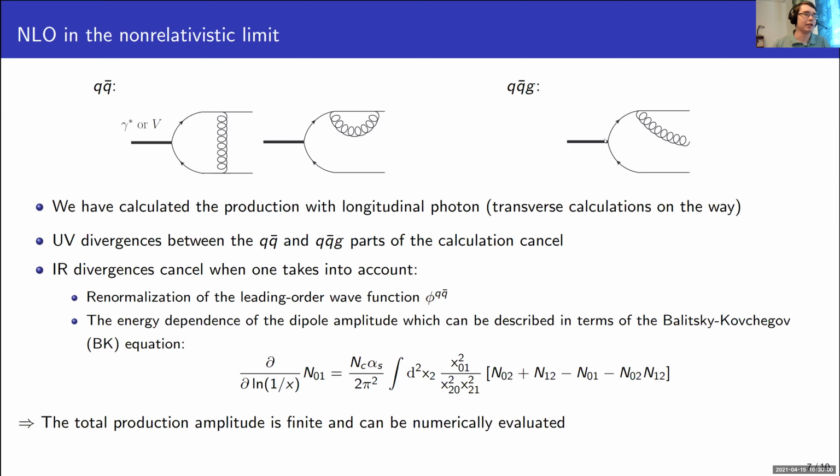So first of all, these different parts of the calculation all are UV divergent, but when we sum them, we get something that is UV finite. And we also get cancellation of the infrared divergences, but this is a little bit more complicated, because one needs to take into account the renormalization of this leading order wave function phi, and also the energy dependence of the dipole amplitude, which is described by this Balitsky-Kovchegov equation. And in the end, we get something that is finite and can be numerically evaluated.